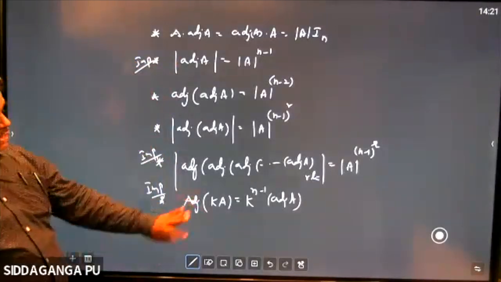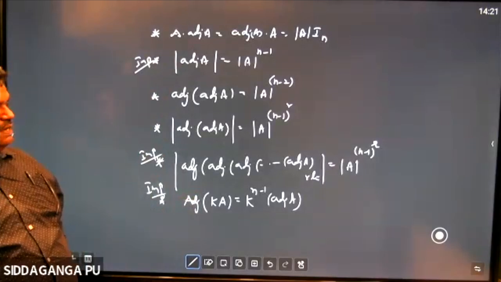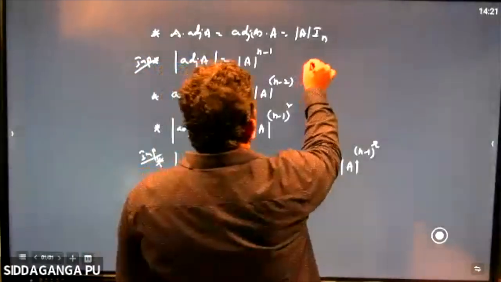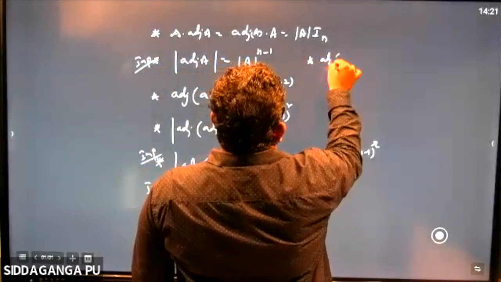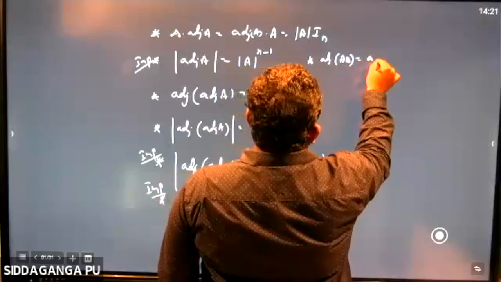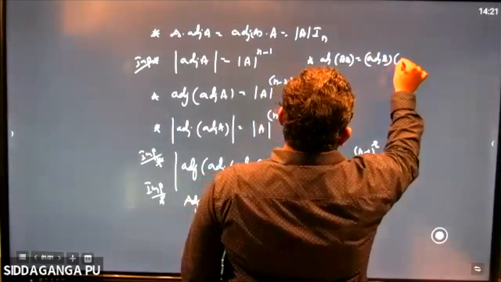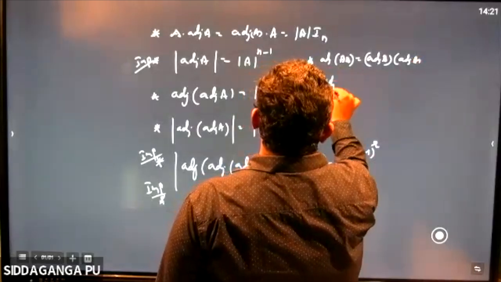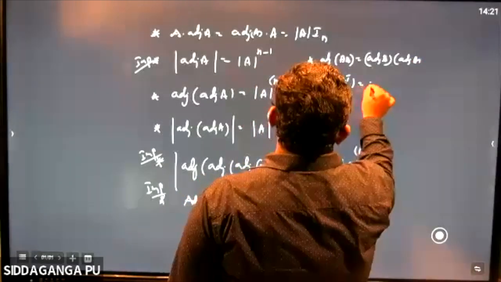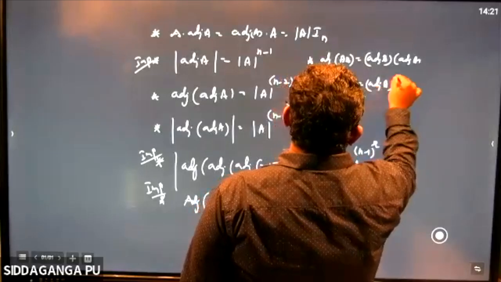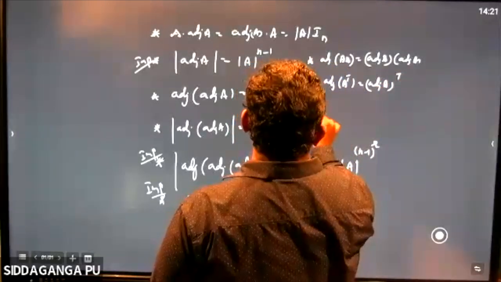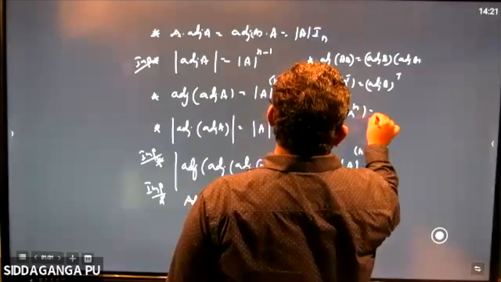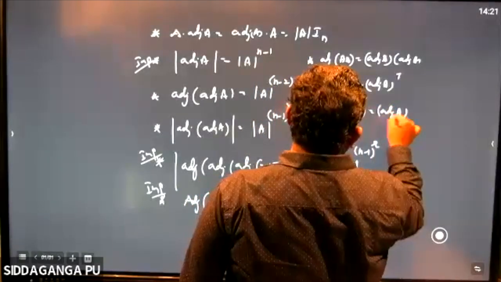Okay na? So this is the adjoint of K into A, K power n minus 1 into adjoint A. So many properties are there. Adjoint of AB is equal to adjoint of B into adjoint of A. Adjoint of A transpose is equal to adjoint of A whole transpose. Adjoint of A power m is equal to adjoint A power m.